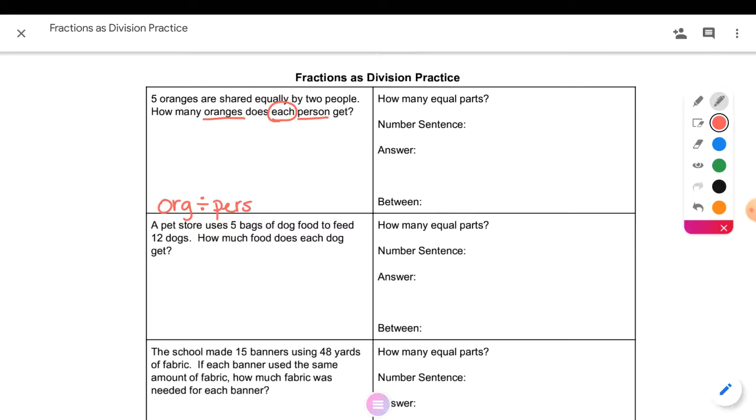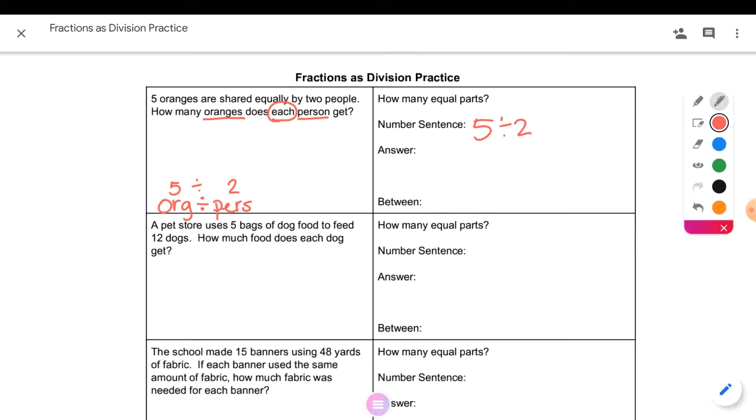look, what did it tell me about oranges in this problem? I have 5 of them. So we would replace oranges with 5. How many persons or people did it talk about in this problem? We would replace persons with 2. Was our number sentence over here 5 divided by 2? Yes. Okay, it just requires a lot less thought, per se. Thinking about, okay, what's the total? What are the pieces? Let's look at the second one.